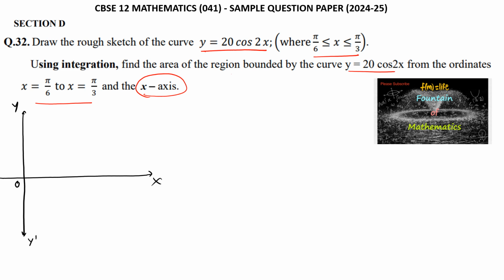Let's take the points pi by 6, 30 degrees, and pi by 3, 60 degrees. So between 30 and 60 we can take 45 degrees also, pi by 4. So here y is equal to 20 times cos 2x. So let us take the x value and y value.